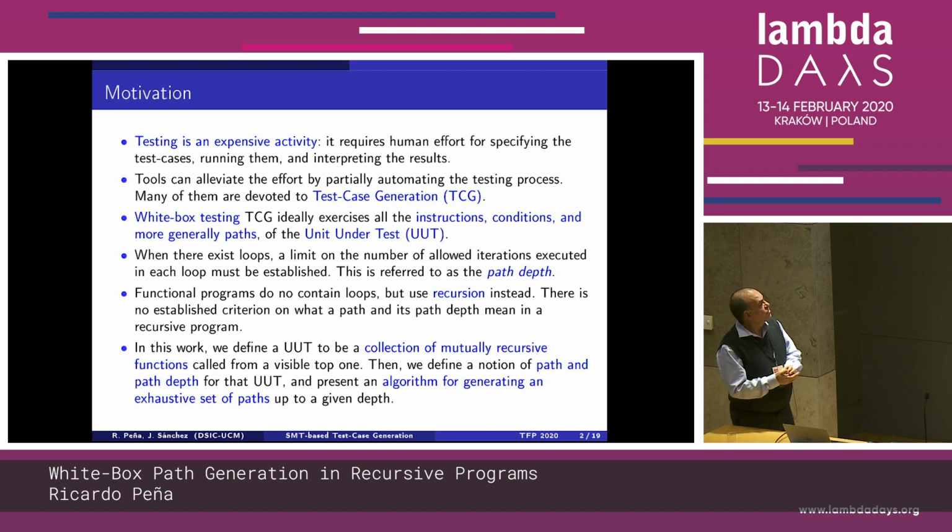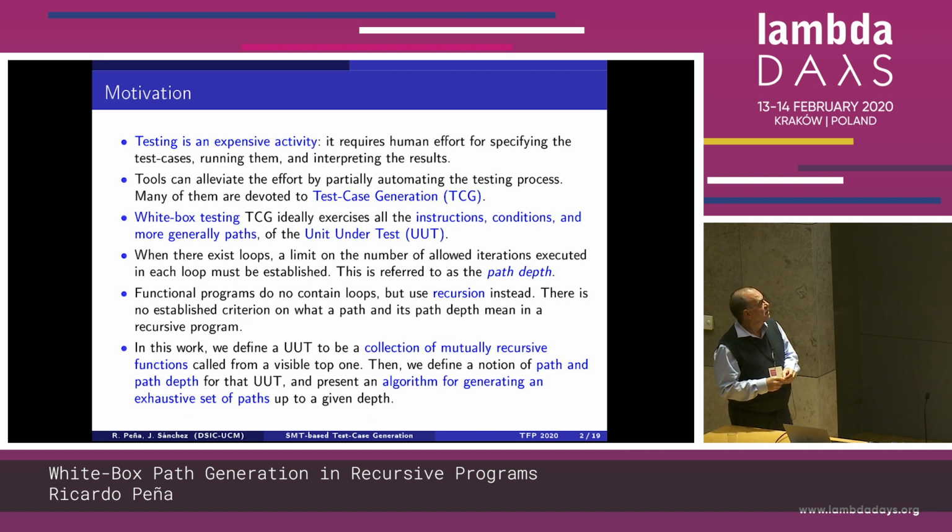In functional programs, you don't have loops. Instead, you have recursion. And if you look in the literature, you don't find many works about what a path means in a recursive program. Then you have to define some criterion on what a path and a path depth mean in a recursive program.